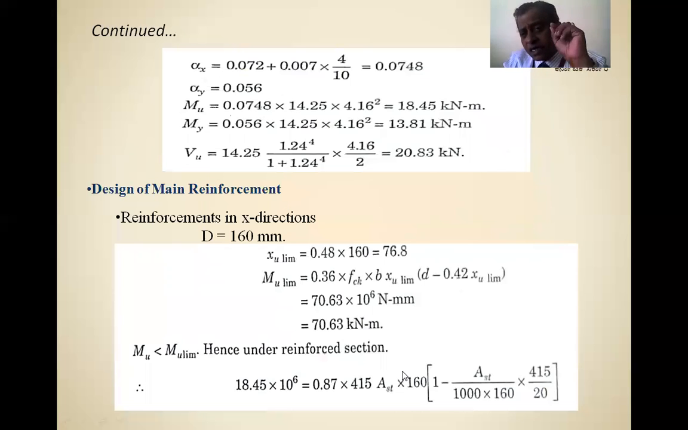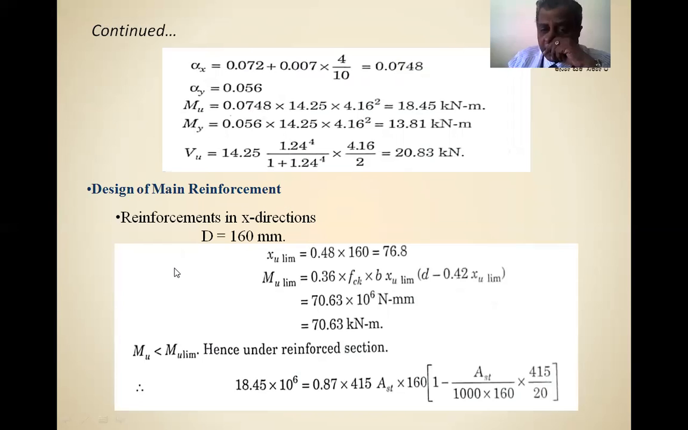See, in either case, you will be considering the shorter span only. Whether the moment is with respect to the x direction or the y direction, we need to consider the shorter span only, not the longer span. The moment coefficient is with respect to the respective span, but the span used is the shorter span. We get two moments.